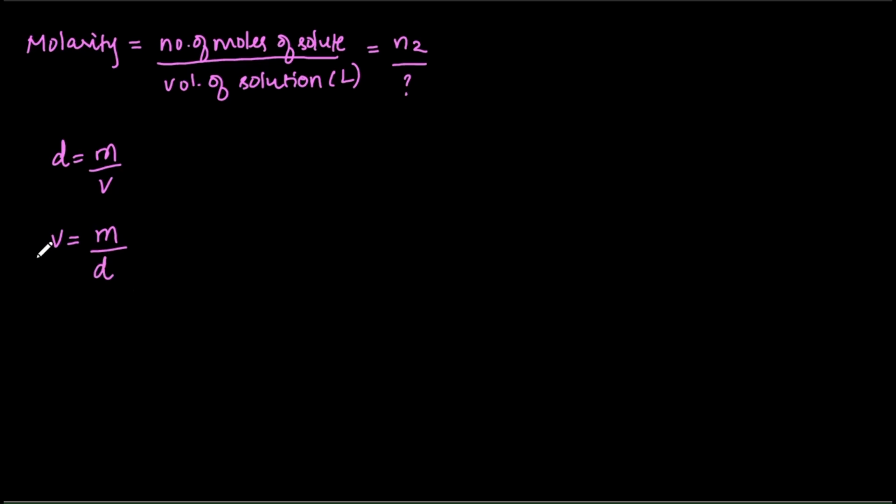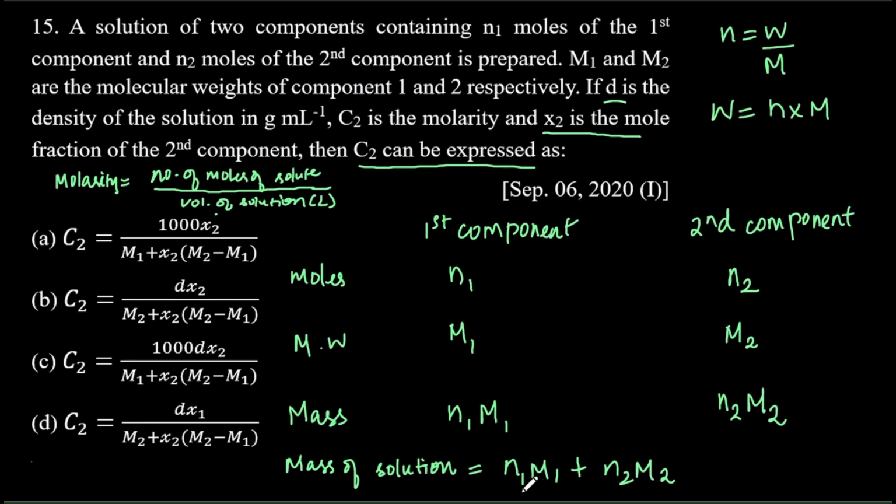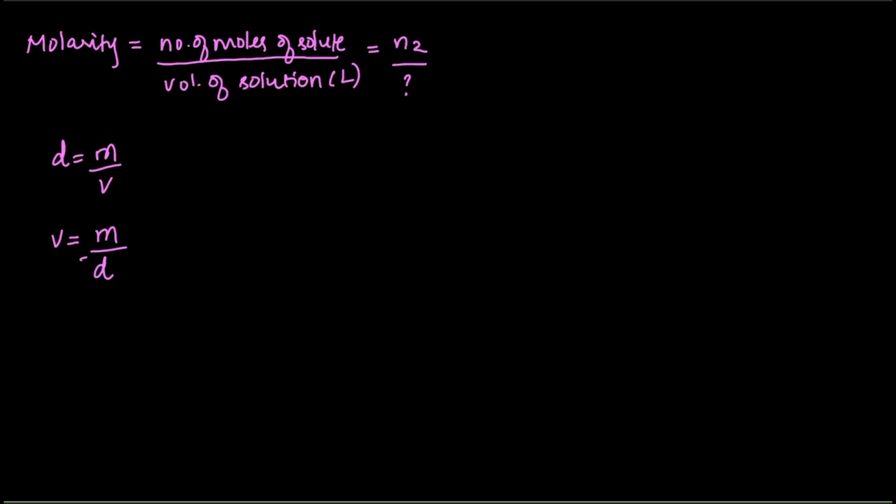Now we have already found the mass of the solution. Mass of solution is N1 M1 plus N2 M2. So the numerator is N1 M1 plus N2 M2, whole divided by density. Now, as we already saw in the options, N1 and N2 are not given in the options at all. So we have to convert this by using the extra information, mole fraction. The mole fraction of the second component is given as x2.